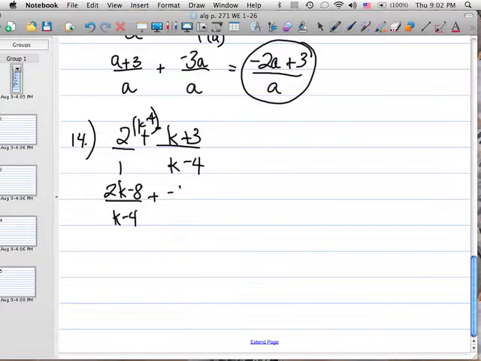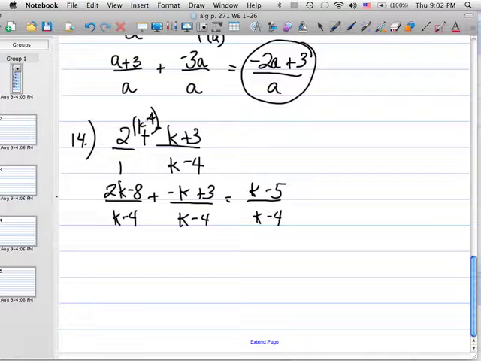And we'll rewrite the second fraction, negative k plus 3 over k minus 4. They have the same denominator, so we add the numerators, collecting like terms. 2k and a negative k leave us k. Negative 8 plus 3 is negative 5, and that's over k minus 4. Nothing can be factored. The two binomials are not the same, so we can't cancel anything.